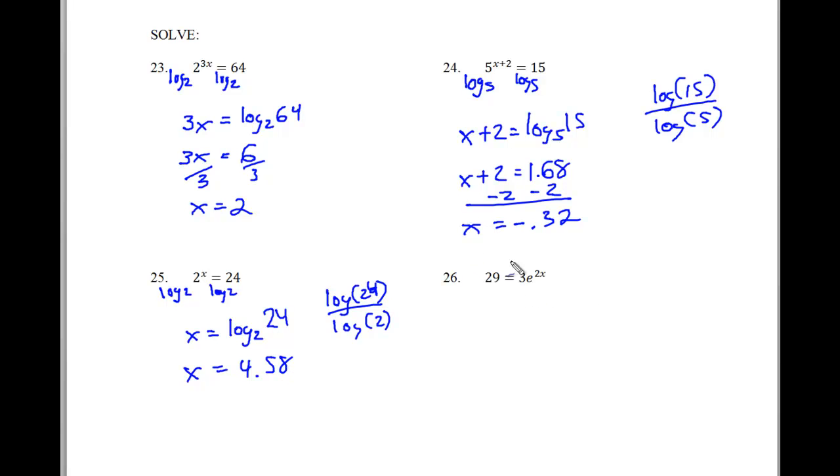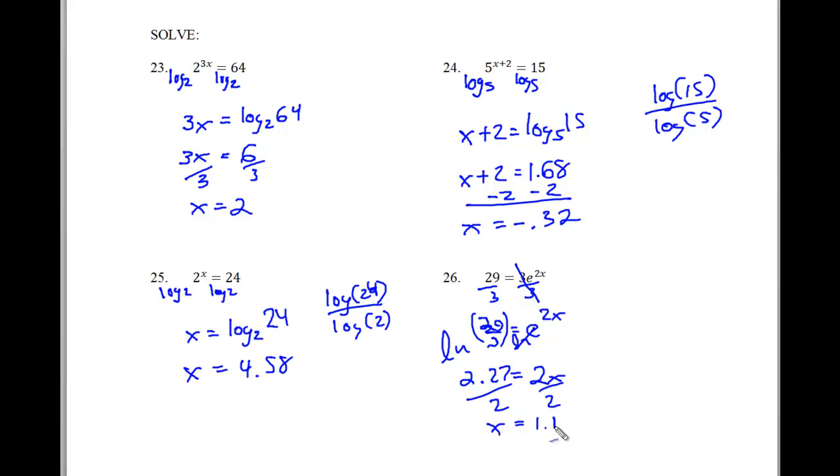Now here you might just say, oh, I want to just get rid of this e, but the first thing you should do is divide both sides by 3. So now the 3's are divided, so 29 thirds is equal to e raised to the 2x power. Now to get rid of the e, we're not going to take the log of both sides, but the natural log of both sides. Now the natural log and the e simplify to 2x, and the natural log of 29 thirds, if you type that into your calculator, gives you 2.27. Divide both sides by 2, x is equal to 1.13.